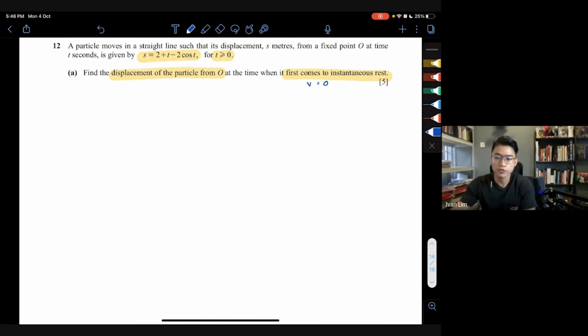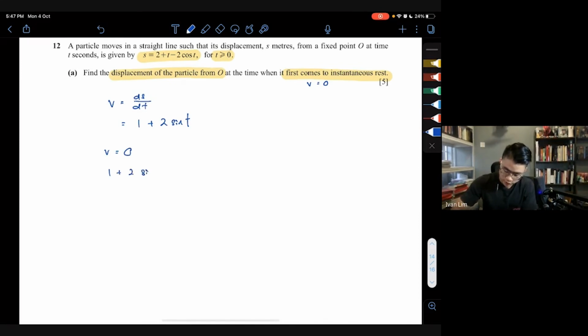Okay, so I have s. Do I have v? I don't have v. Can I find v? Can. Just differentiate s because v equals ds over dt, which equals 1 plus 2 sine t. Okay, then we substitute v equals 0. Then you get 1 plus 2 sine t equals 0. Sine t equals negative half.